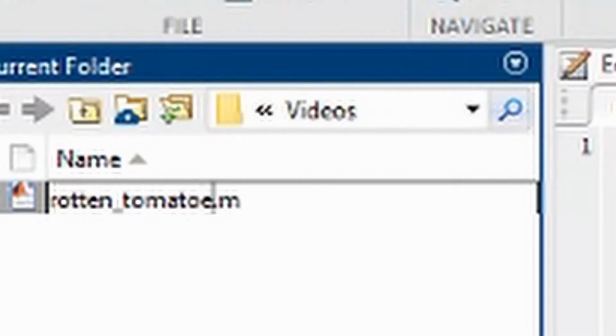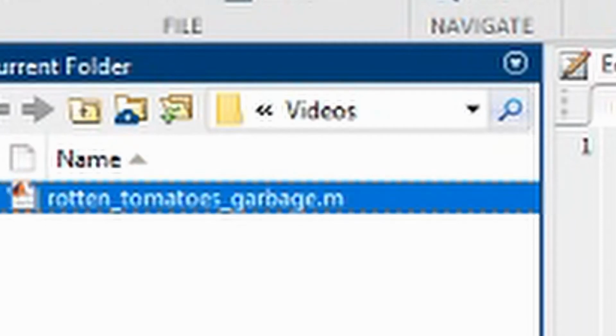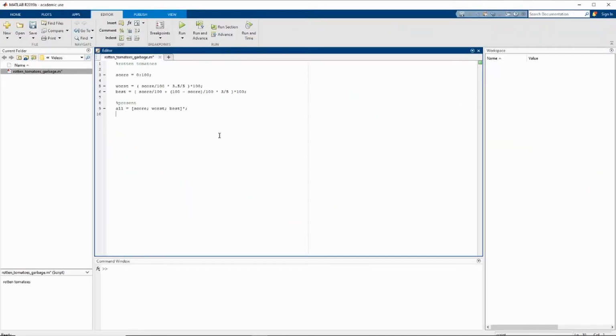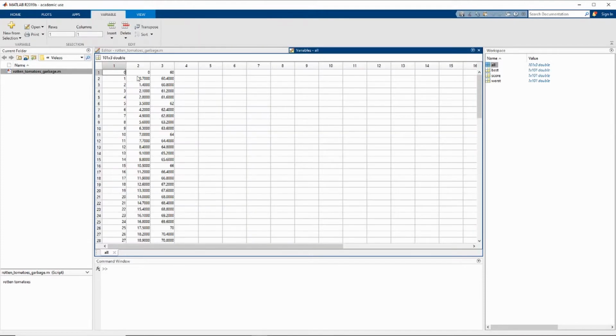Let's name our project something relevant. Anyways, I coded this out in MATLAB, and basically in this vector, we're gonna have the score in the first column, the worst score in the second column, and the best score in the last column.